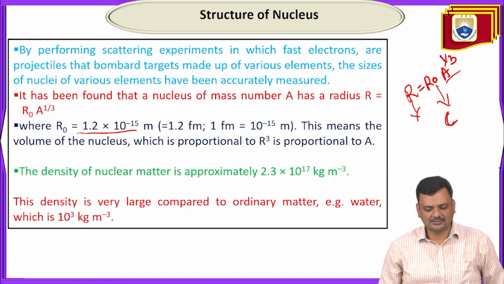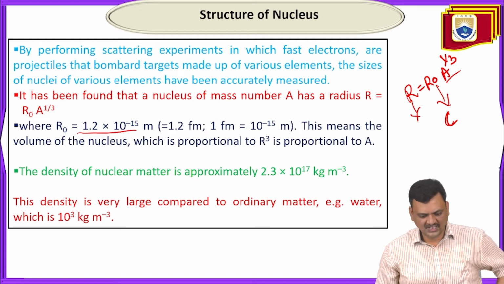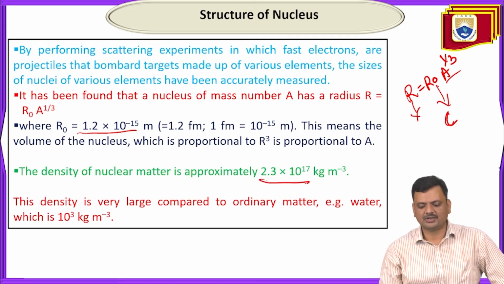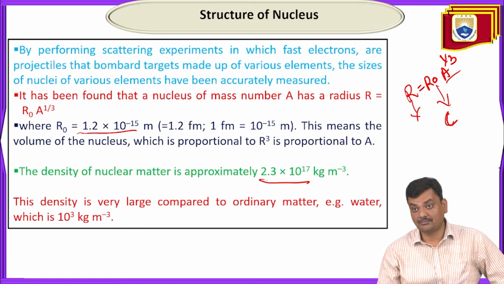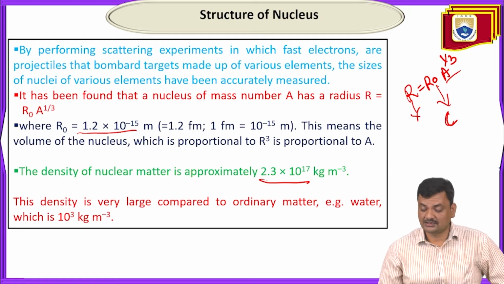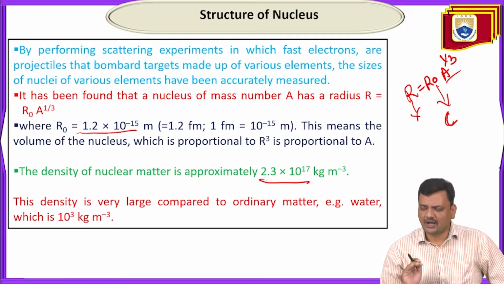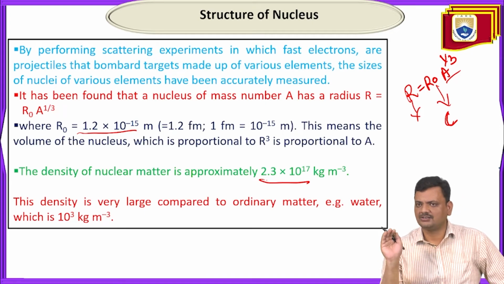The density of a nuclear atom is approximately 2.3 × 10^17 kilogram per meter cube. How dense it is, you can imagine. And one other thing: the density of any nucleus is constant.